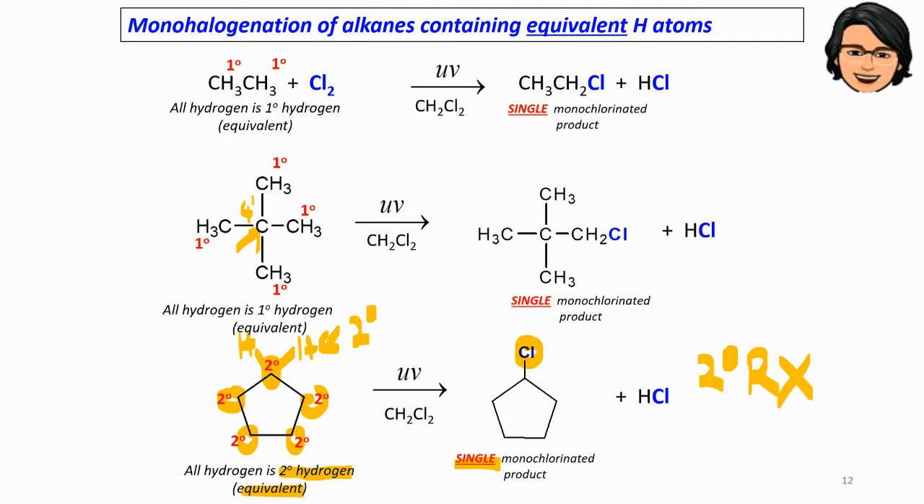Now I want you to look at this question. Although this carbon is quaternary, the hydrogens are attached to primary carbons, so they are primary hydrogens. Therefore, we still say that all the hydrogens are equivalent. That's why a single monochlorinated product is produced.